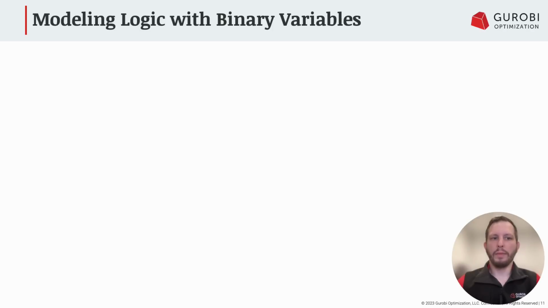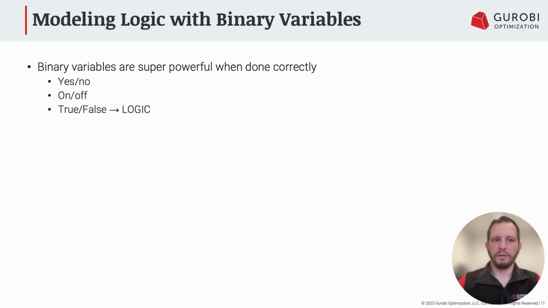So to understand more about modeling logic with binary variables, and how we came to the conclusion that we did with the quiz time example, we're going to talk a little more about binary variables, but also about how we can use them to model logic. As we know, binary variables are super powerful when done correctly in optimization modeling. They represent yes/no switches, on/off, but also true/false. So therefore, let's talk about logic.